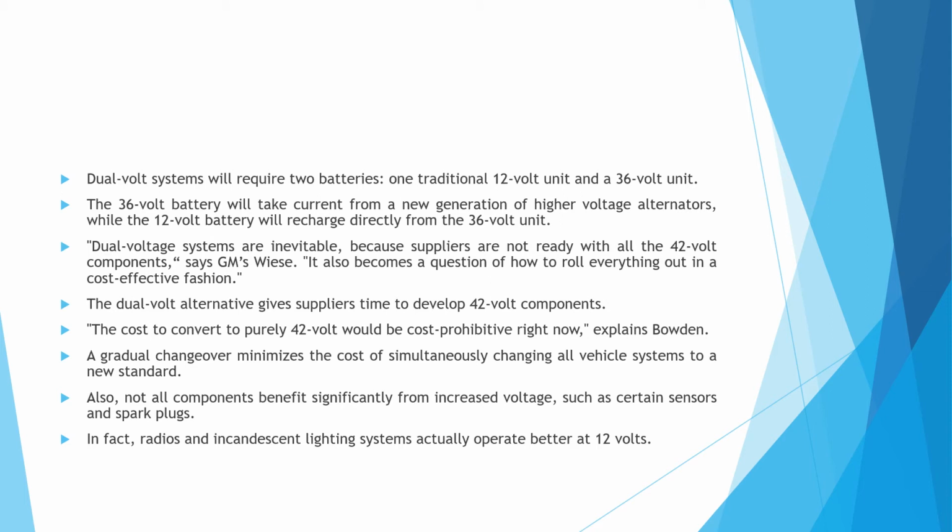The dual voltage system will require two batteries. One is a traditional 12 volt battery and another is a 36 volt battery. So students, for the 42 volt system, a dual volt system will require two batteries. One is a 12 volt battery and another is a 36 volt battery.